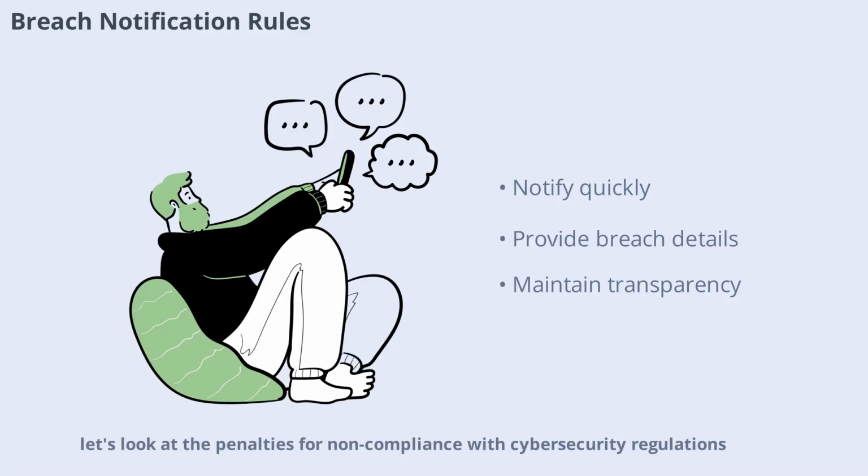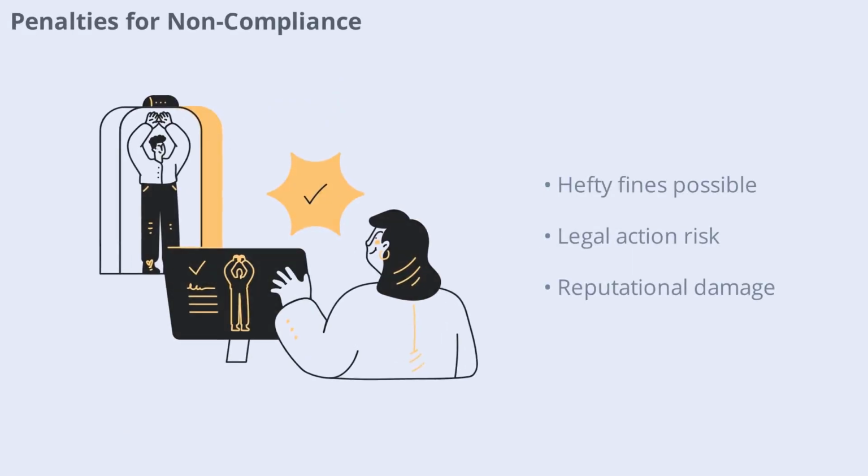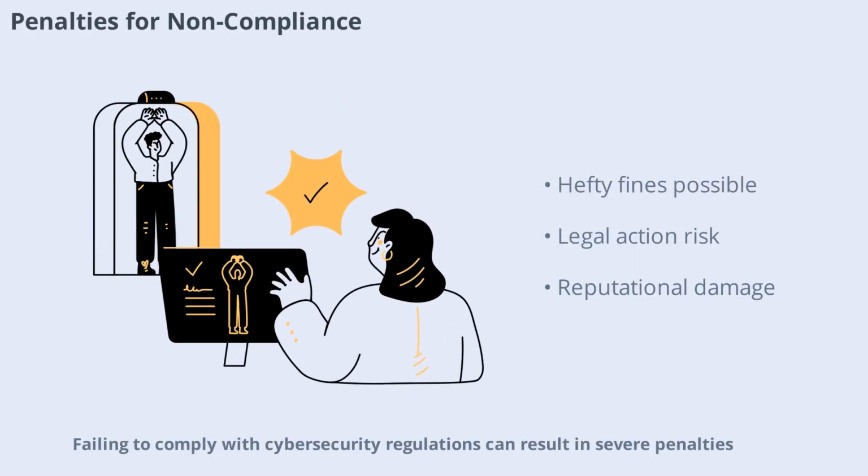Next, let's look at the penalties for noncompliance with cybersecurity regulations. Failing to comply with cybersecurity regulations can result in severe penalties. These may include hefty fines, legal action, and reputational damage. For example, under GDPR, organizations can be fined up to 4% of their annual global turnover. Noncompliance can also lead to loss of customer trust and business opportunities. That's why it's essential for organizations to understand their obligations and take compliance seriously.